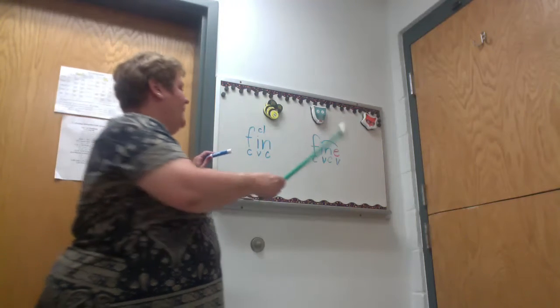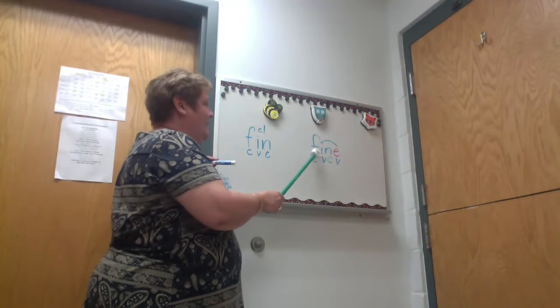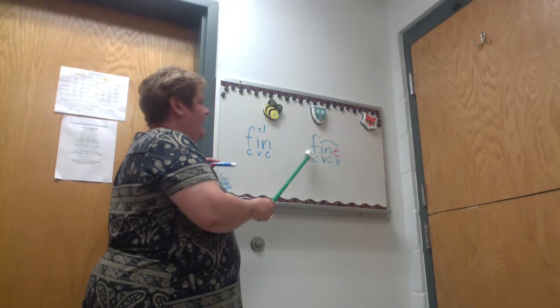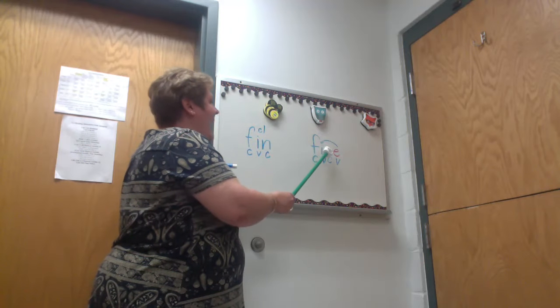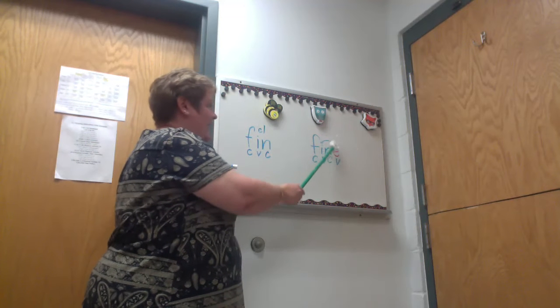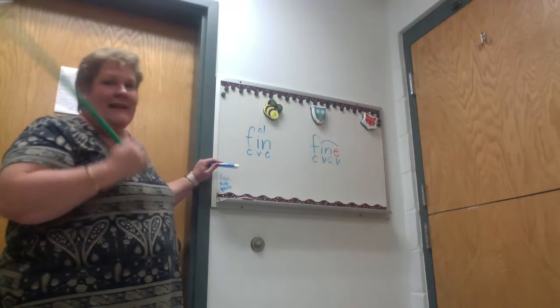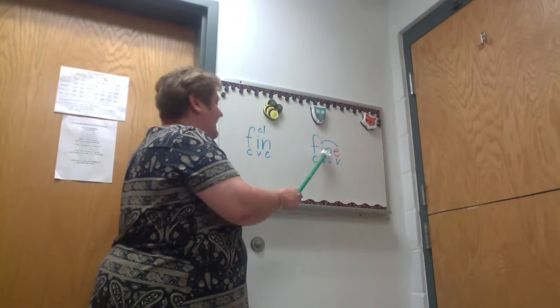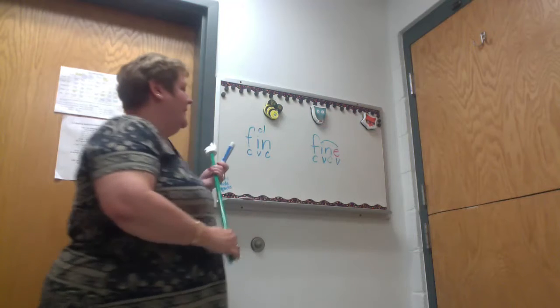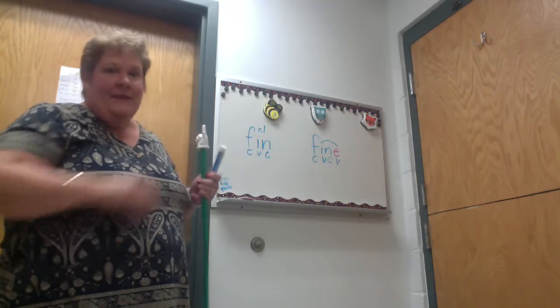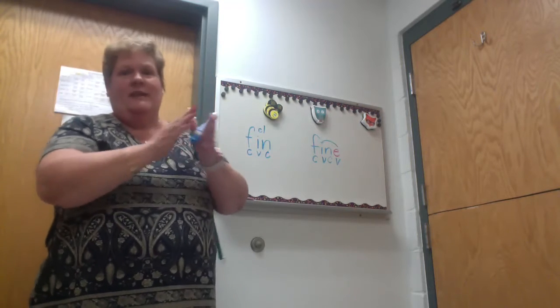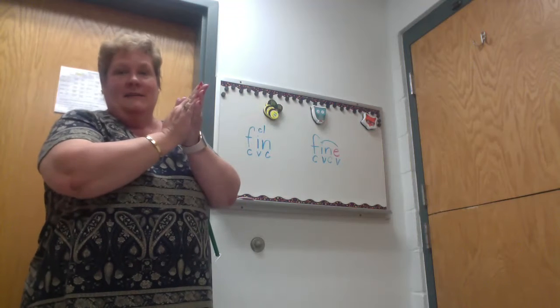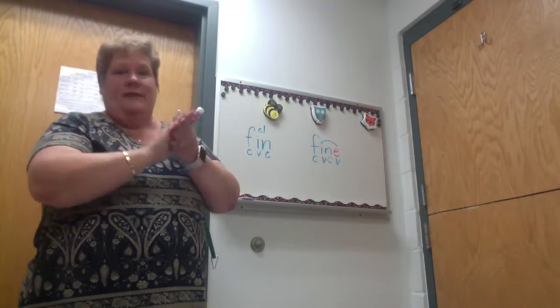So now let's make that I say its long sound, I, and see what we have. I'm fine. And that E is silent. It is quiet. It never makes a sound. Let's do it again. I'm fine. So we can also label that syllable type. Now let's clap it first just to make sure it just has one syllable. Fine. One syllable. Do it again.